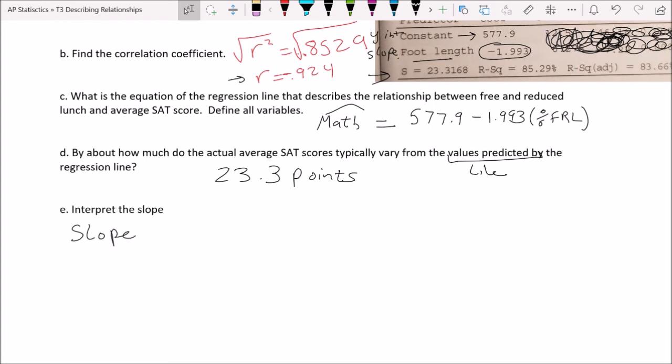The slope is negative 1.993. Guys, I totally just noticed that says foot length, which is weird. I took these from the same problem. I guess the book made a typo is what I'm thinking happened there. So don't worry about the fact that this says foot length. Okay, so that's the slope.